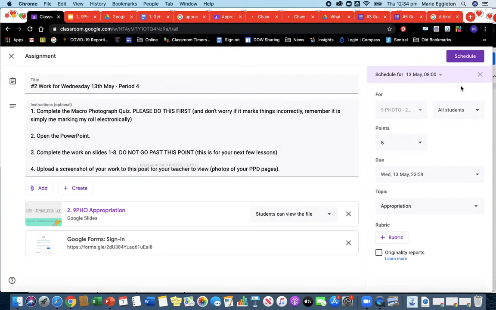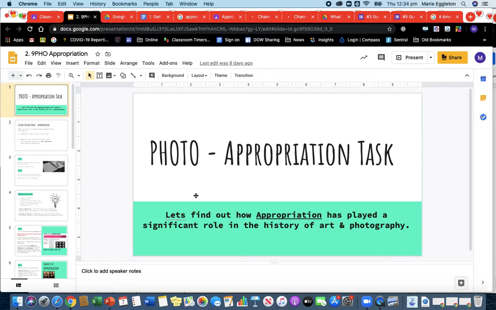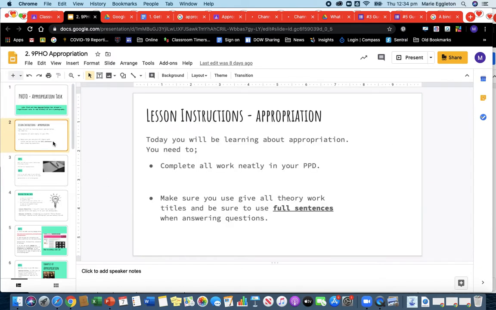So you go into where it says hand in over here and you also post photos. So there'll be a photograph that I think you have to take at the end. So here it is, a PowerPoint, and there's step by step here. So it's a photo task, it's your appropriation task, carrying on from the work that you did last week. So we're finding out about appropriation and its role in art and photography. So here are your step-by-step lessons.